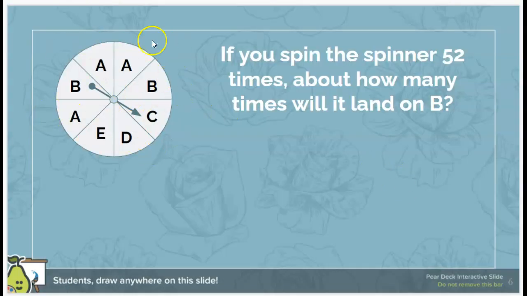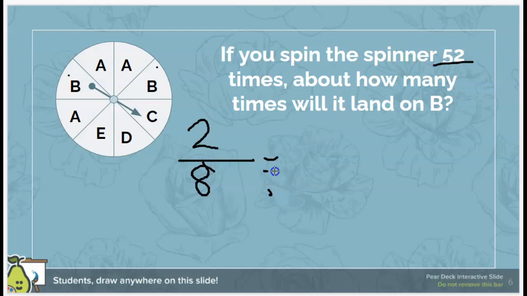Okay, so here's a spinner. If you spin the spinner 52 times, about how many times will it land on B? Well, when I have to do a question like this, I have to decide, if I spin it once, how likely is it? Well, there's 2 B's, so 2 out of 1, 2, 3, 4, 5, 6, 7, 8. So there's 8. Now, 52 is the total amount, so there's 52 times.